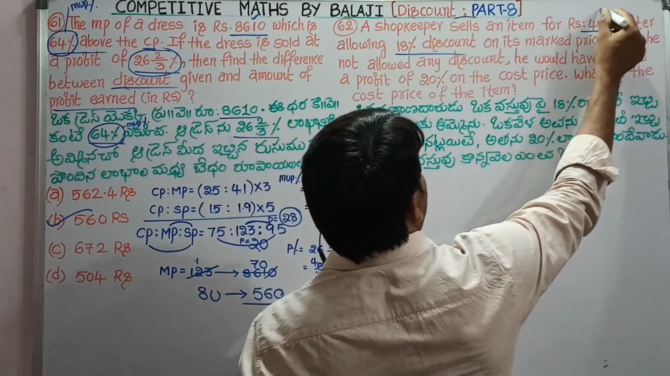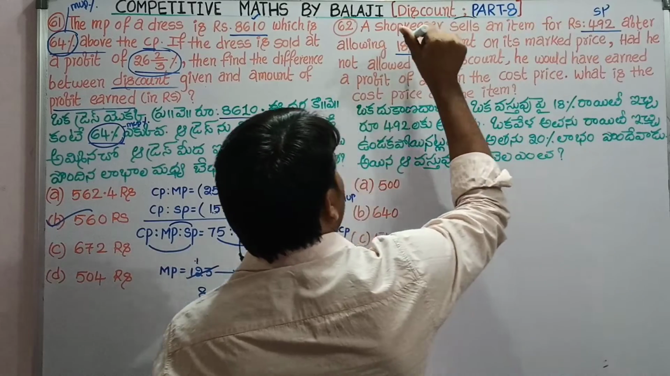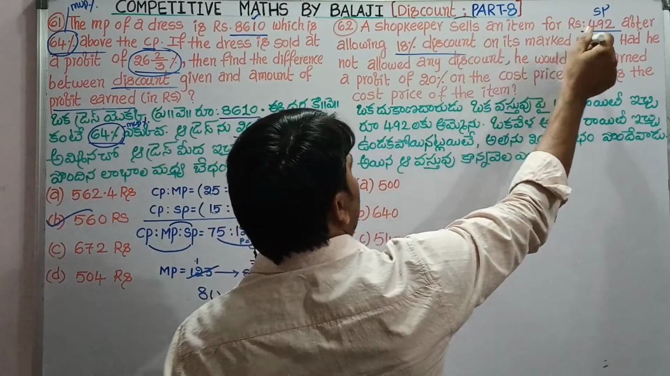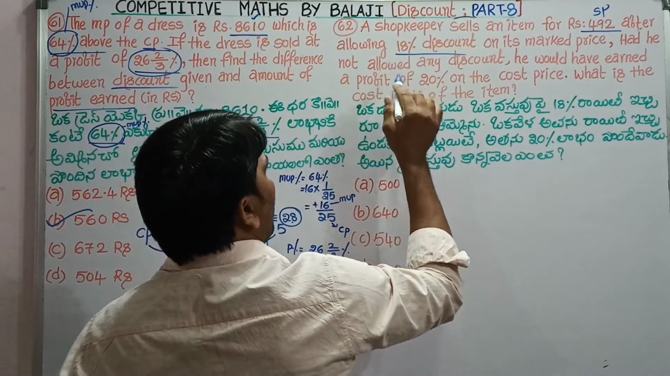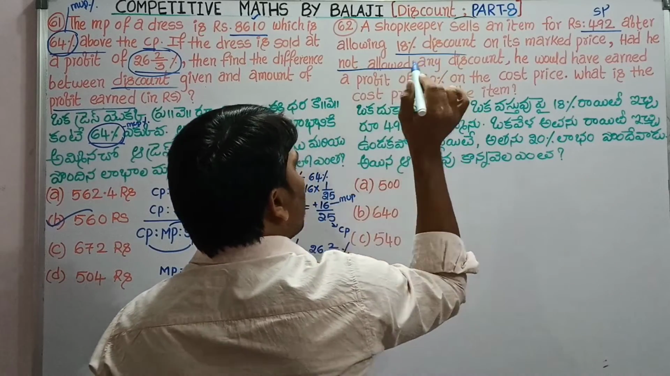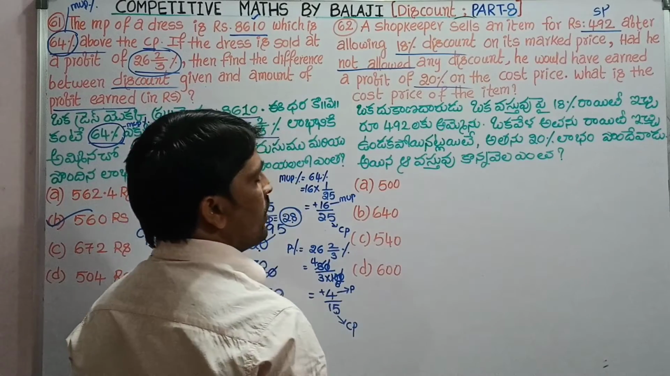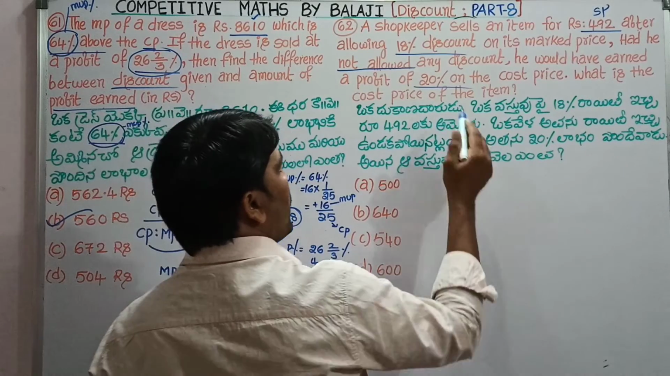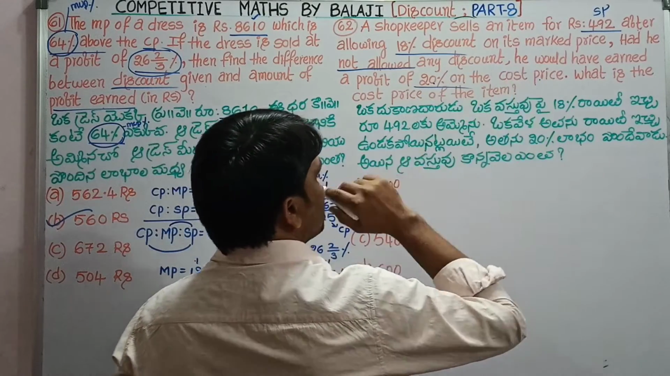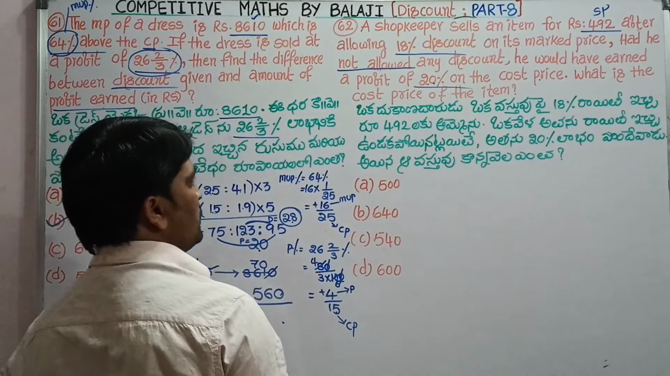Yes, the selling price is given and the discount percent is given on its market price. Had he not allowed any discount, he would have earned a profit of 20% on the cost price. He would gain the profit on cost price. What is the cost price of the item?